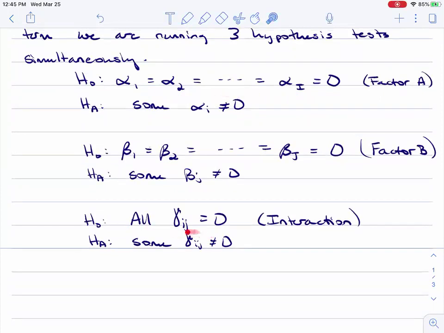But remember all the interactions, right? If we're making room for I by j factors, we've got I by j combinations, and so all those would give us interaction terms. And it might just be a little too much to list individually. So that's why we just list, okay, all gamma ij's are equal to 0, or there's some interaction in there that's not 0.